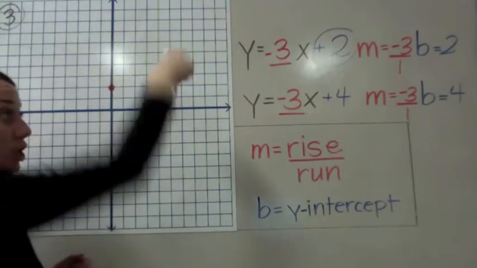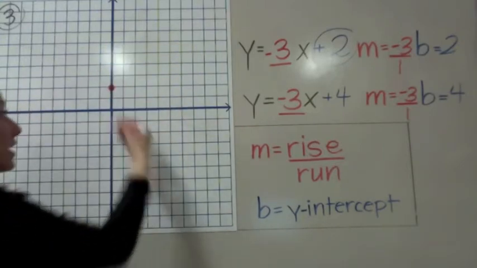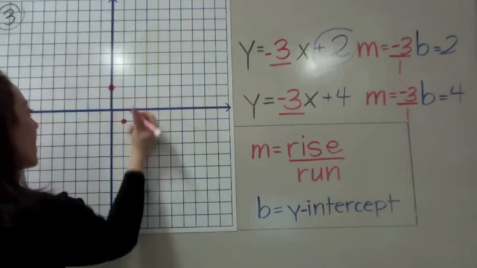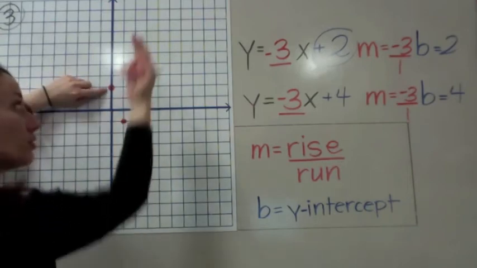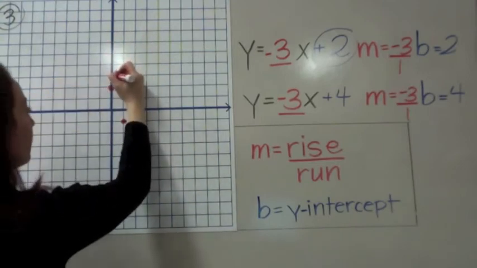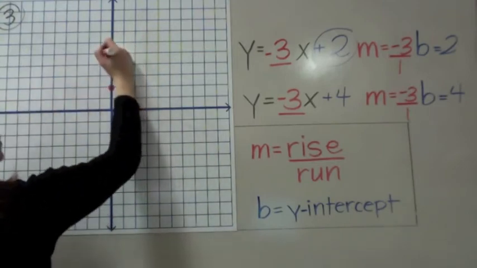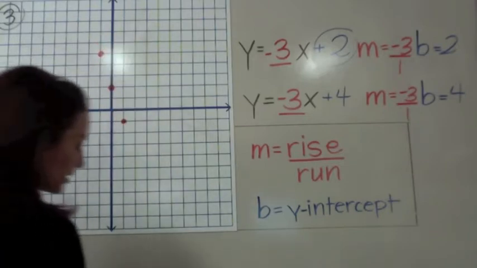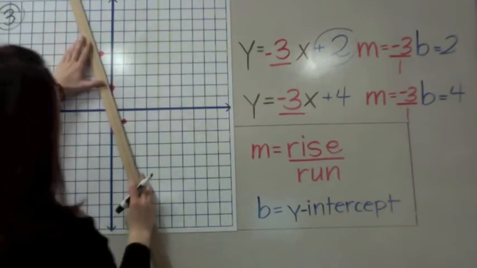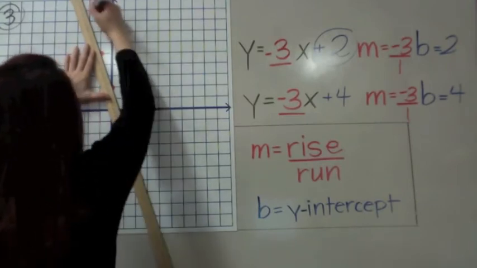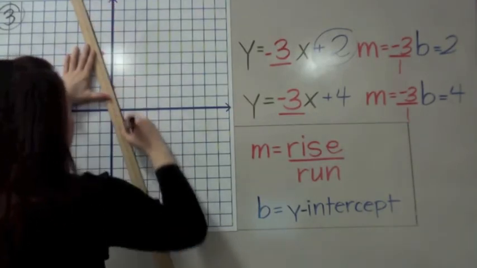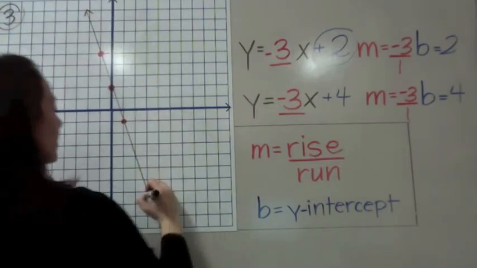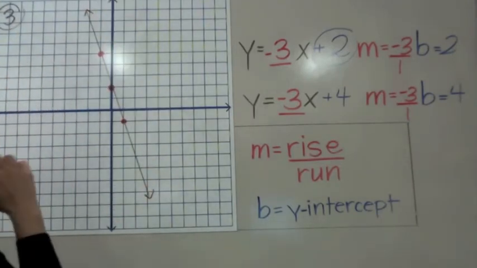From this point, where are we going to go? We're going to go down how many? 1, 2, 3, and over 1. And then, from the y-intercept, we could also go up 3, but if we go up 3, we have to go over negative 1, because this has a negative slope, you see? We're going to see that the line is decreasing, so then we make our line. Very good. Well, that's the first line that we graphed.